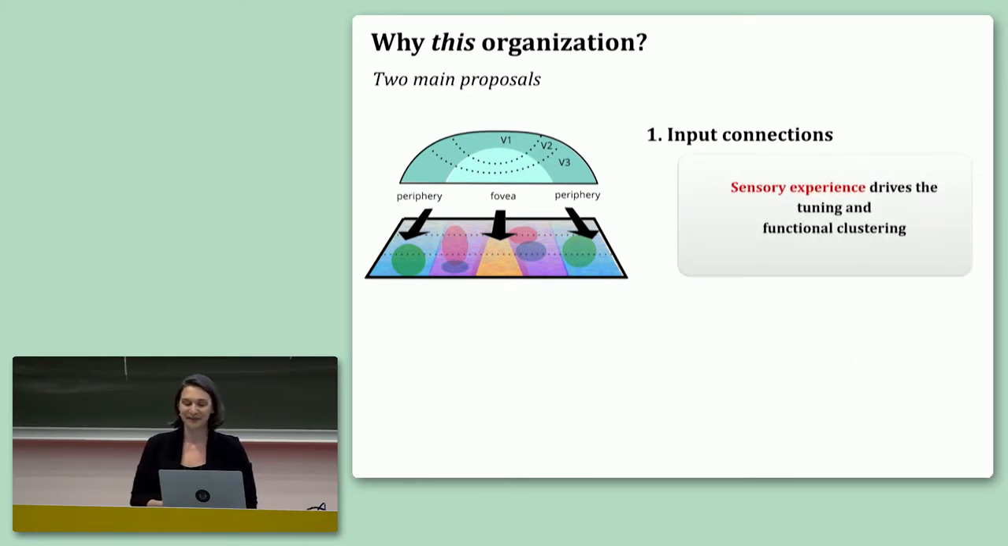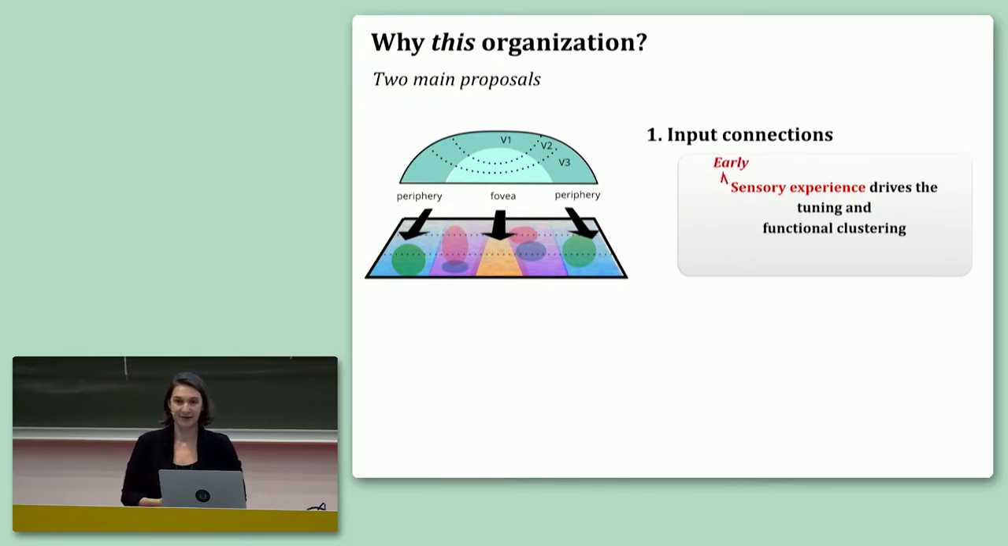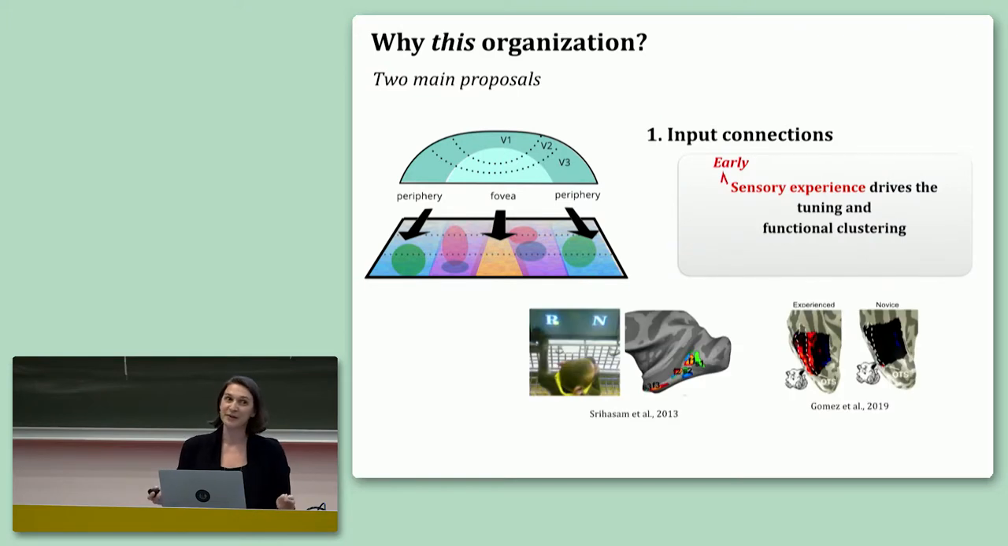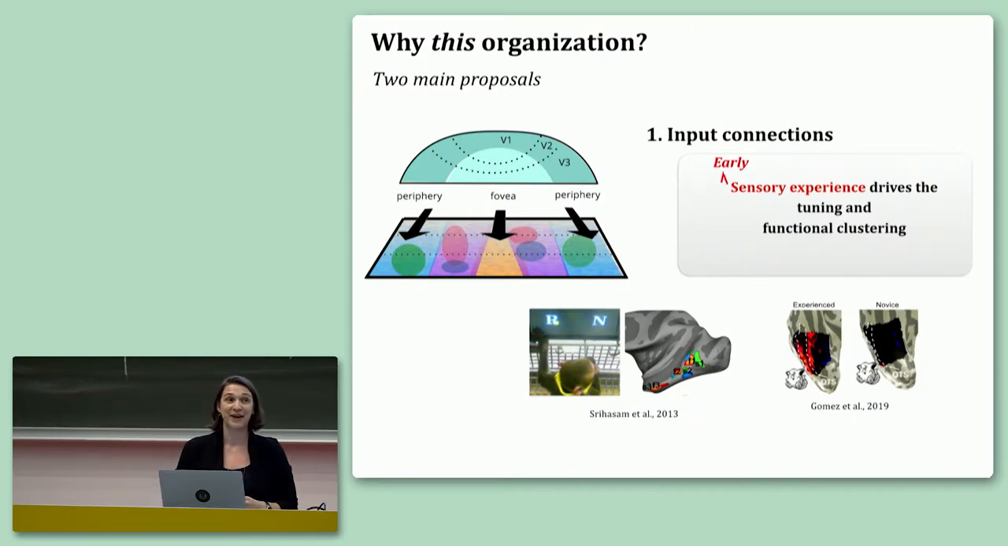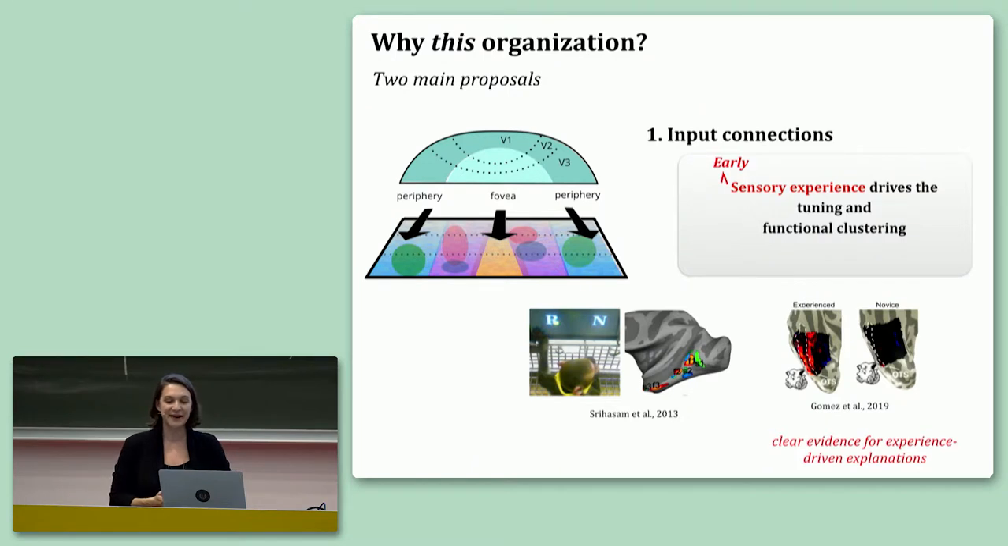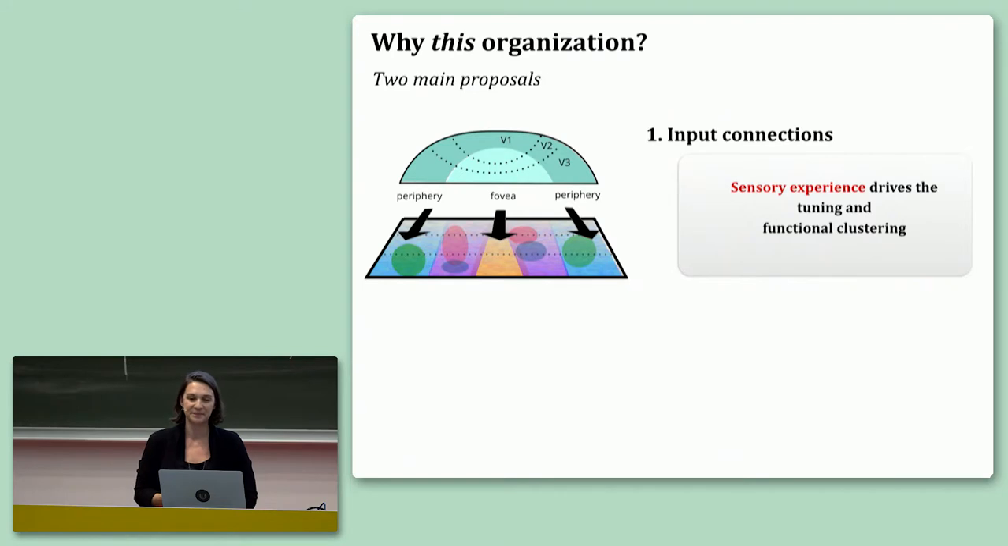Yeah, so the people who emphasize input connections also tend to be empiricist and suggest that it's sensory experience in the lifetime that's really driving the tuning and functional clustering of object-selective cortex. And not just any sensory experience, it's early sensory experience. We know this by really beautiful studies that use controlled rearing with monkeys or by people who were really fascinated with the game of Pokemon when they were little. So there's clear evidence, not kidding, look up that paper, it's quite fun. Okay, so there's clear evidence for experience-driven explanations for why we see the organization that we see.